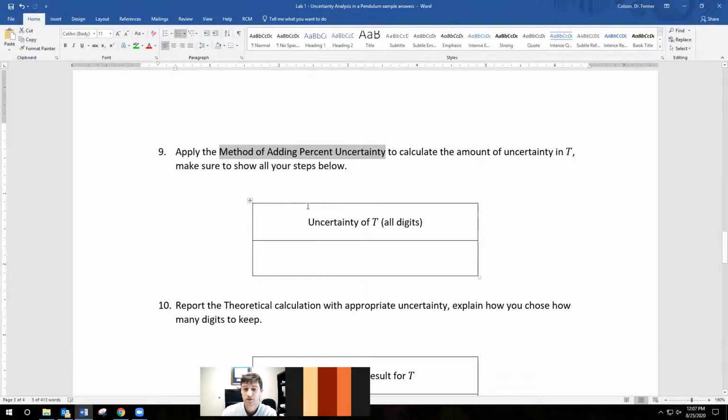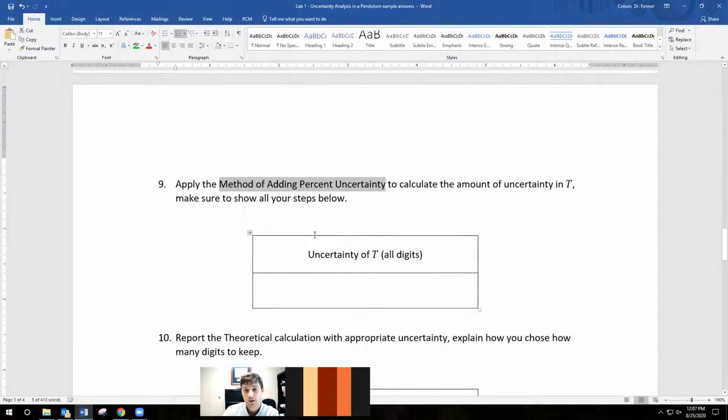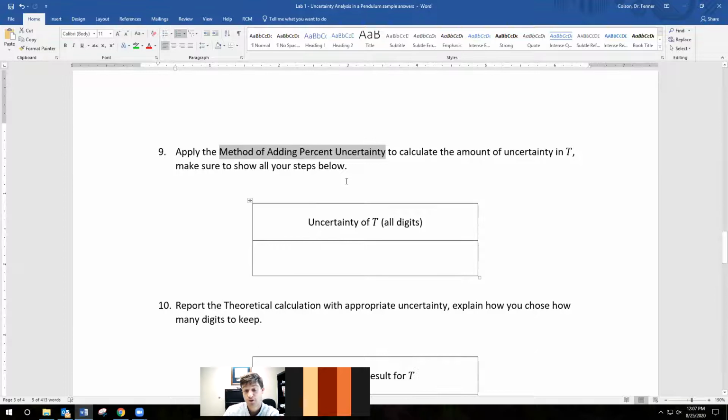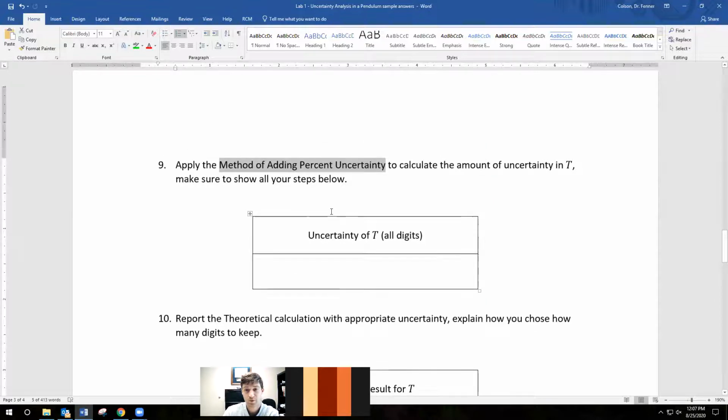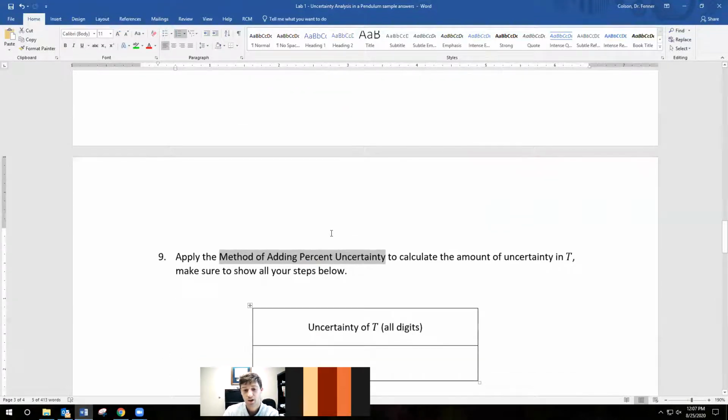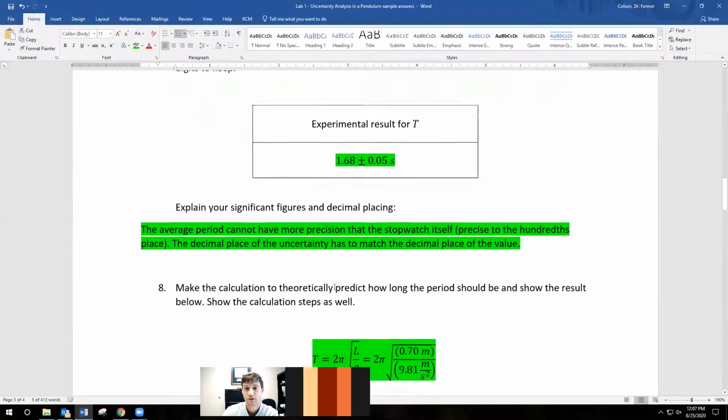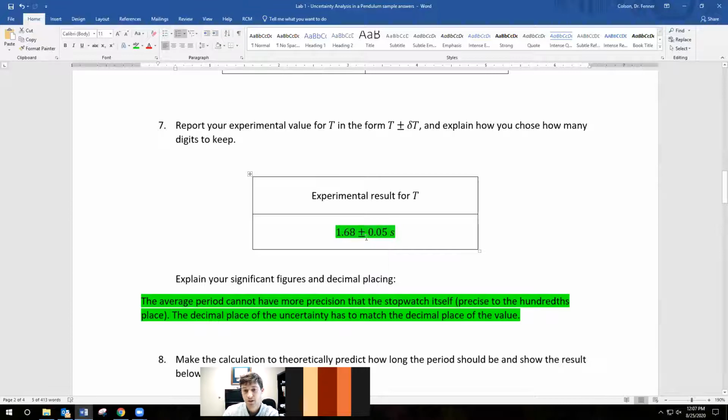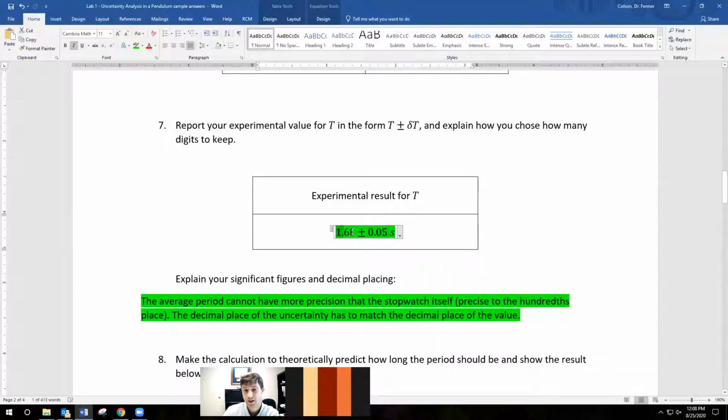So percent uncertainty is just your uncertainty, except it's expressed as a percent. So it would be the ratio of your uncertainty divided by the number itself. For example, in our experimental result, our percent uncertainty would be 0.05 divided by 1.68. And that would give you a number that describes the uncertainty as a percent of the value itself.